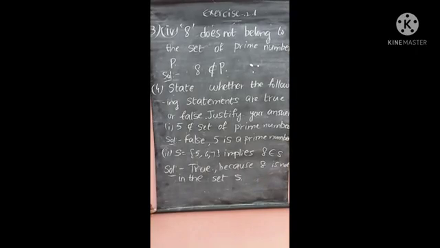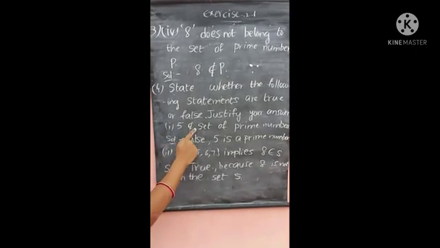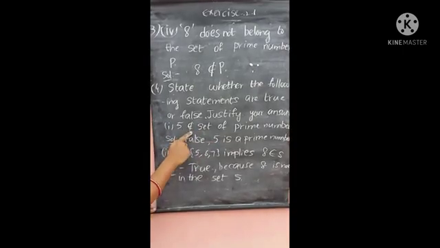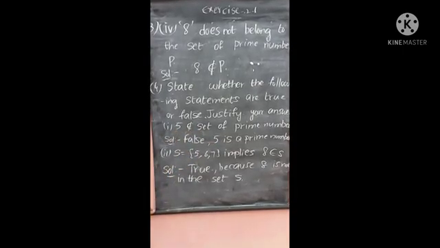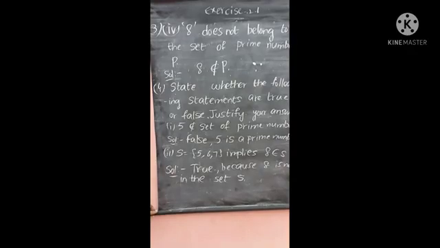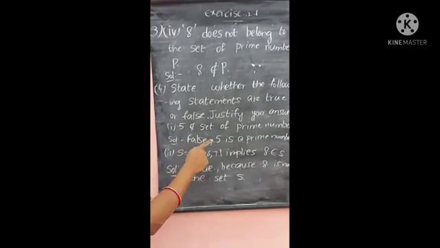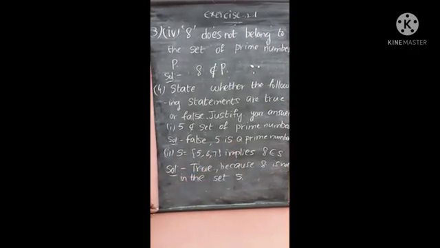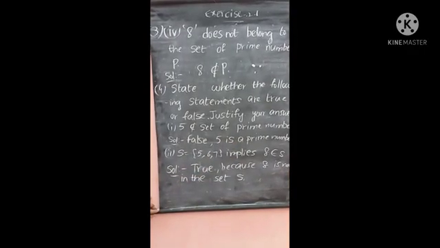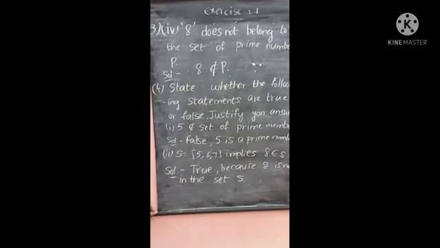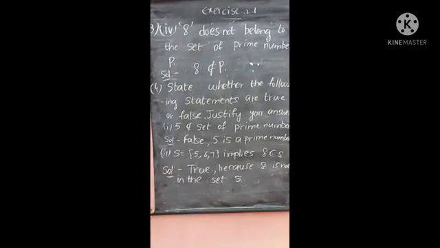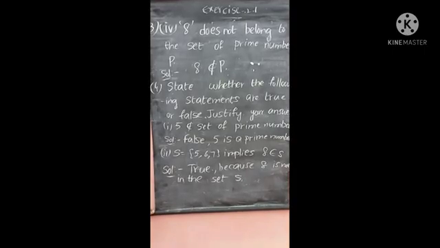But what is the given statement? 5 does not belong to the prime numbers set. 5 is a prime number, but they have given that it does not belong to it. So is it true or false? False. The given statement is false, and 5 is a prime number. That is the reason. Like this we have to write true or false, and also we have to write the reasons for the given statements.